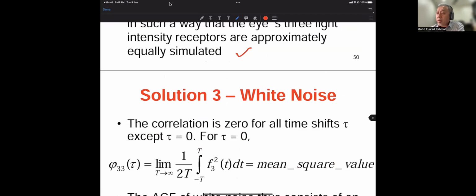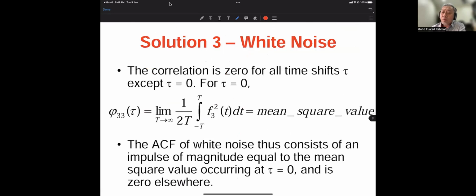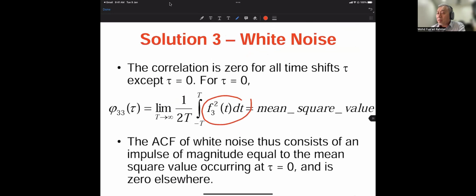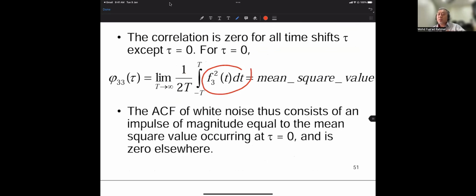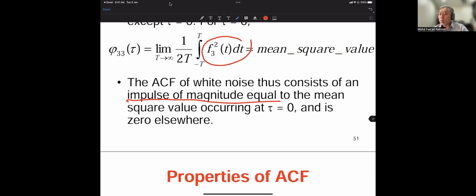We can do some calculation on that for white noise, by assuming the function of f, with f squared being the mean square value. The autocorrelation of white noise thus consists of an impulse of magnitude equal to the mean square value occurring at tau equal to 0, and the rest of the value is 0 elsewhere.